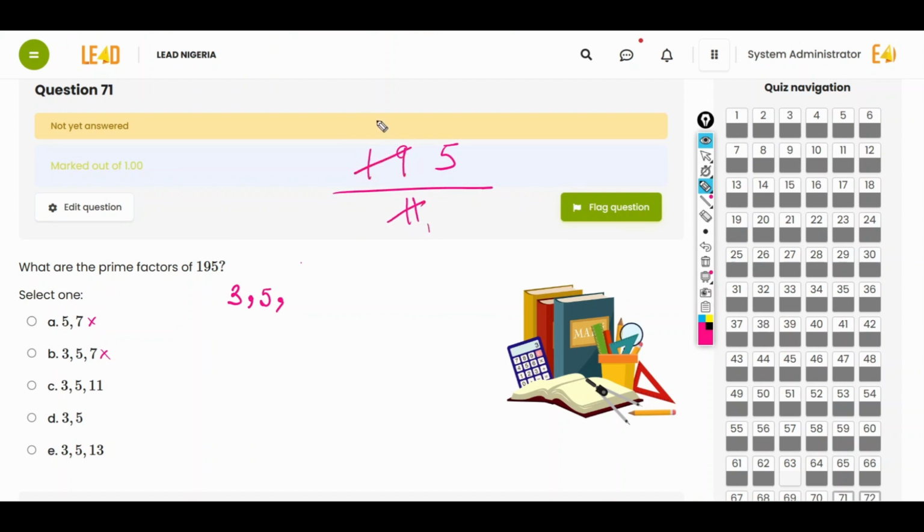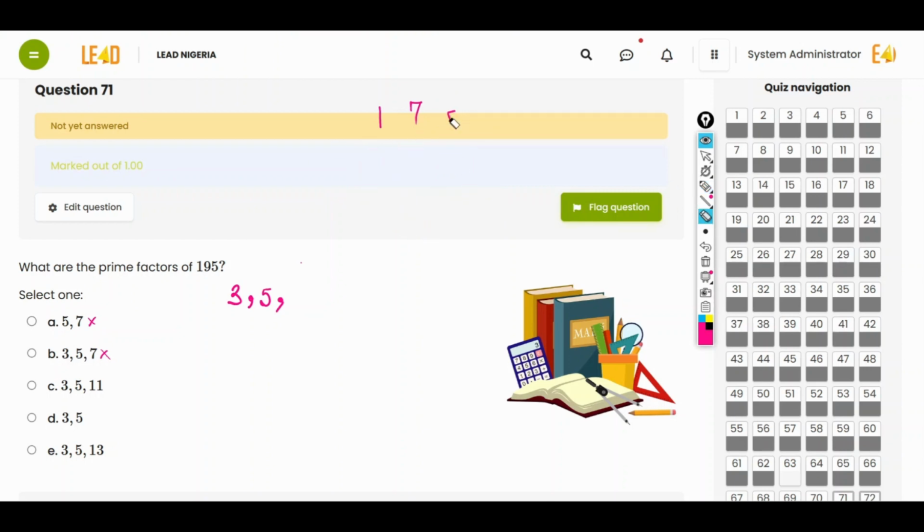11 in 19 is 1 remainder 8. 11 in 85, that gives you 7 and a remainder, so it doesn't work, right? So it's not a factor.